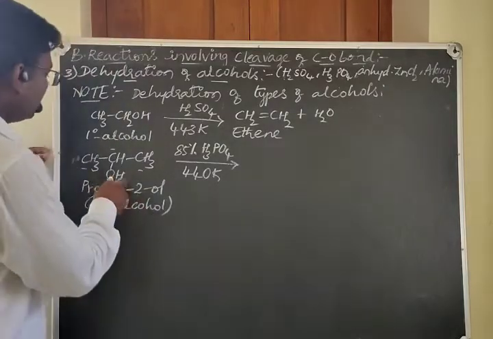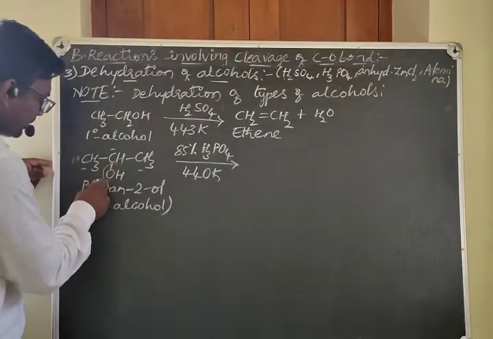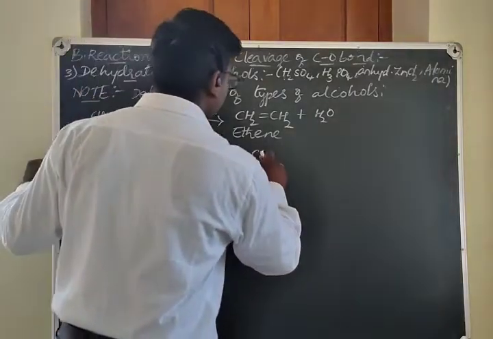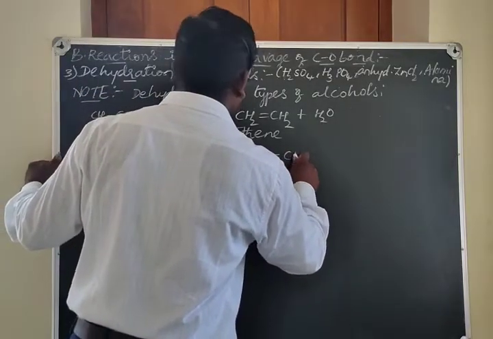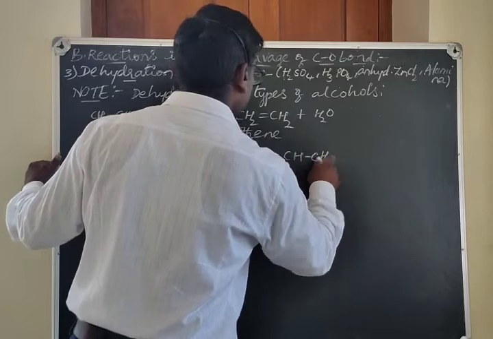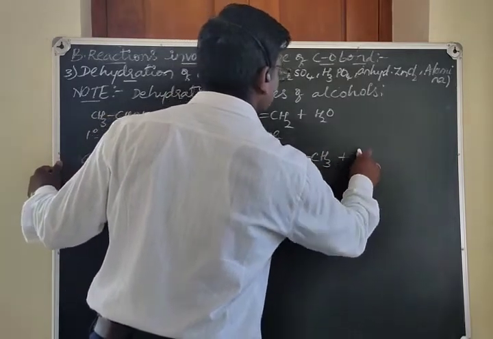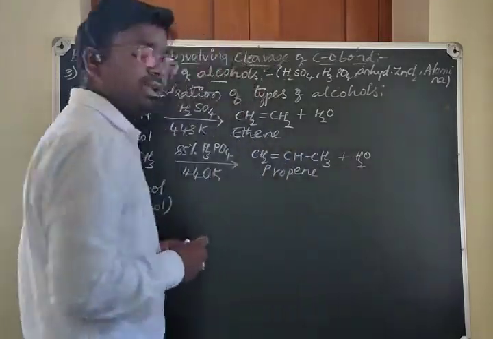Okay. And here from this OH minus comes out and from this H plus ion comes out. It results in CH2 double bond CH3. This is called propene. This is propene plus H2O.